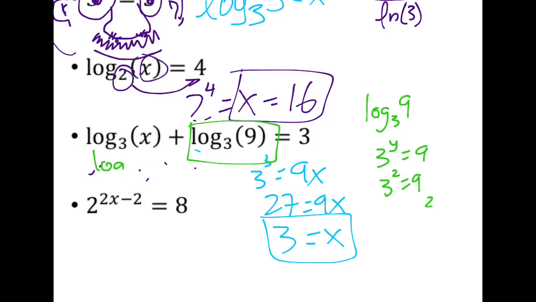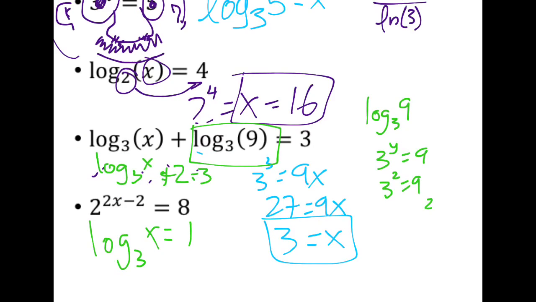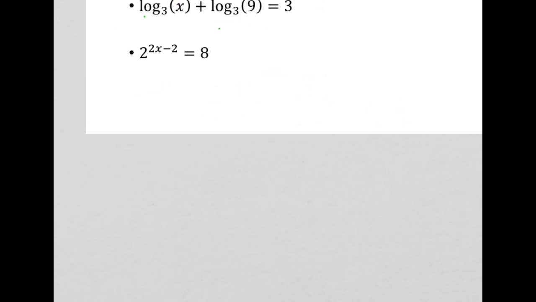So this is really log base 3 of x plus 2 equals 3, or log base 3 of x equals 1 by going ahead and subtracting 2 from both sides. And then look at what we have. We have 3 to the first equals x. So again, 3 equals x.